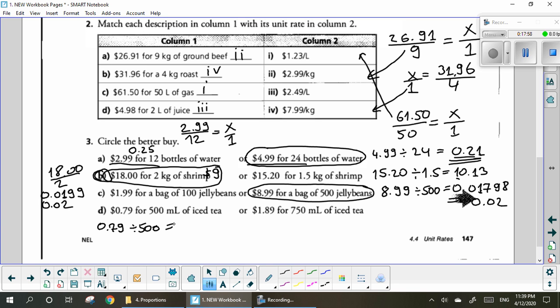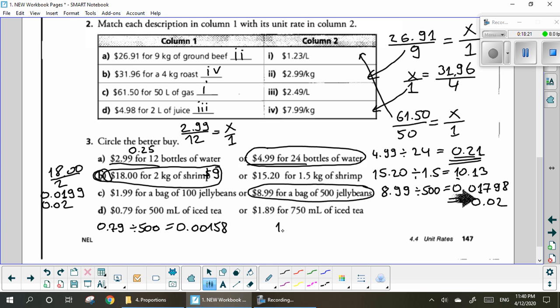So 0.79 divided by 500. Okay, so this one is 0.00158. So this is less than 1 cent. So yes, we can round things, but we're going to have to look at pretty much all the decimals, as many decimals as we can to make a comparison.